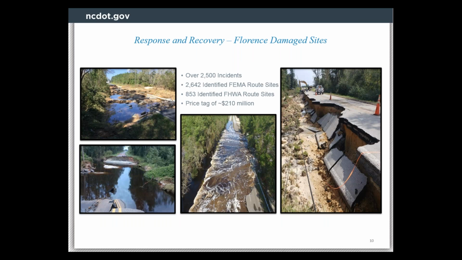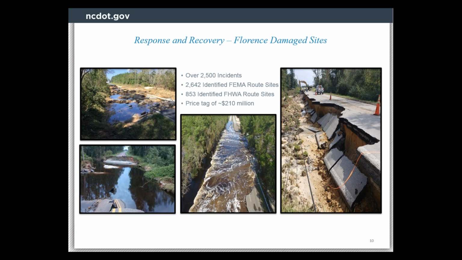We had over 2,500 incidents recorded in our traveler information management system. We identified close to 2,700 FEMA route sites, over 850 FHWA route sites, with a price tag of over $200 million. And for the record, we are still collecting debris from this event.